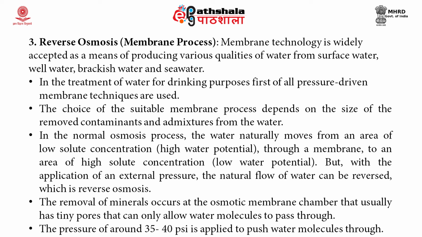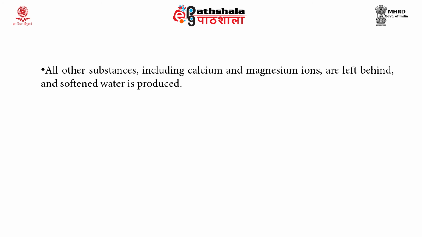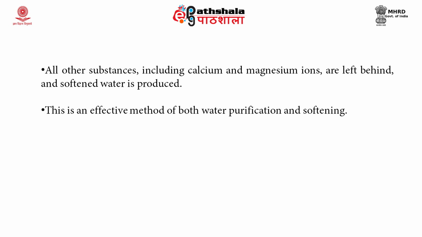that usually has tiny pores that can only allow water molecules to pass through. The pressure is around 35 to 40 pounds per square inch, and this pressure is applied to push the water molecules across the concentration gradient. All other substances like calcium ions, magnesium ions, chloride ions, sulphate ions and nitrate ions are left behind and softened water is produced. This is an effective method of both water purification and softening.